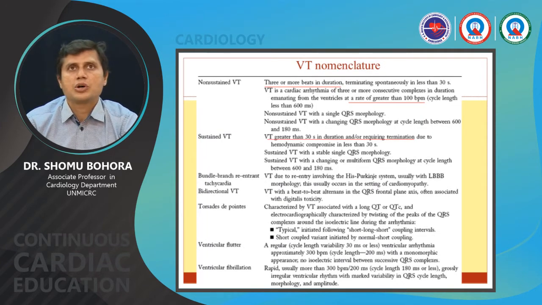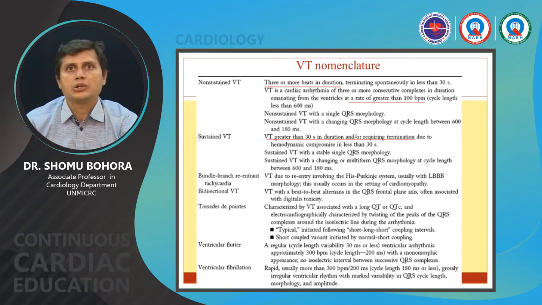So nomenclature wise, non-sustained tachycardia is 3 or more beats in duration at a rate of more than 100 per minute, which can be of a single morphology, that is called a monomorphic ventricular tachycardia, or it can be of polymorphic morphologies. It is called a polymorphic ventricular tachycardia. It is said to be sustained when it lasts for more than 30-second duration, or it requires termination due to hemodynamic compromise in less than 30 seconds. Bundle branch reentrant VT is due to re-entry involving the His-Purkinje system, and usually it is LBBB in morphology, generally occurs in settings of cardiomyopathies.